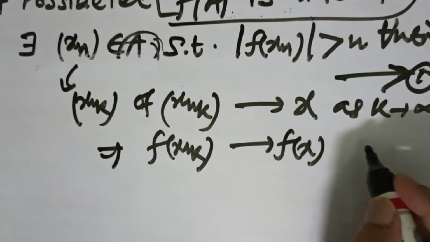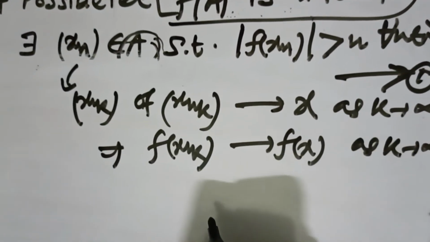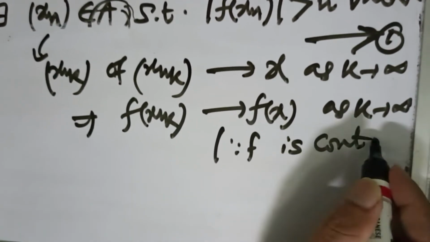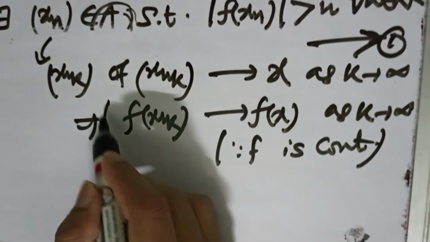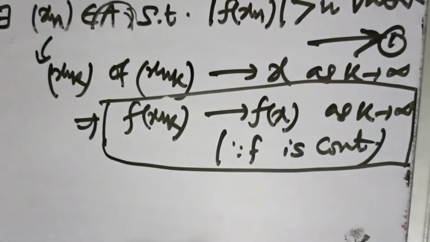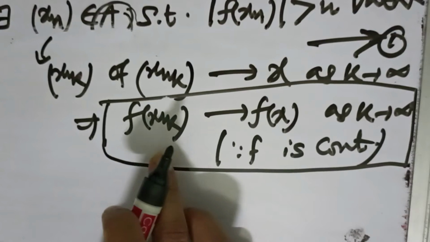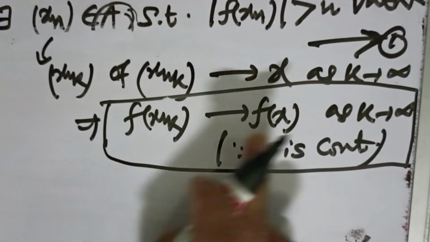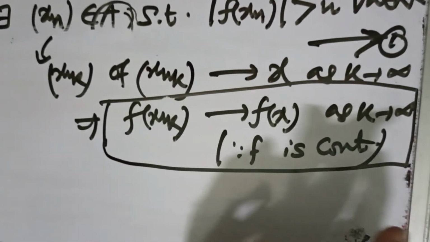Since f is continuous, this always happens by the sequential criterion of continuity. Since xnk converges to x, f of xnk converges to f of x by the sequential criterion of continuity. We can say this for any sequence converging to x, f of the sequence converges to f of x. Since f is continuous, by the sequential criterion of continuity we can say this.